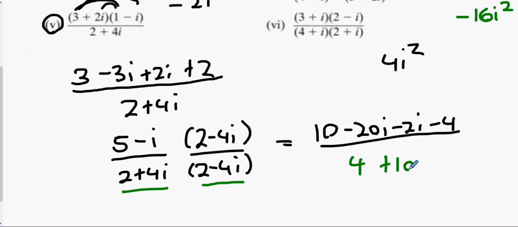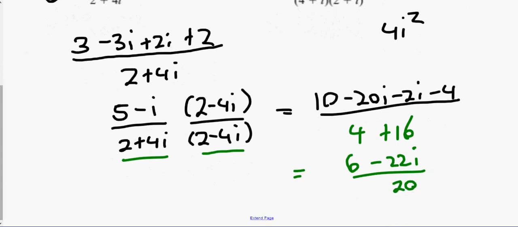Then what do we have here? 6, or sorry, 6 minus 22i over 20. I wouldn't be happy with that. If it specifies in the form a plus bi, what should I actually do? Anybody know?